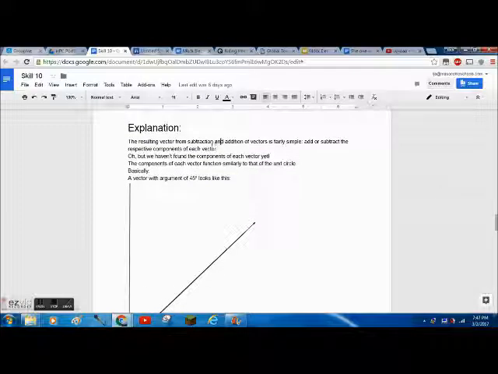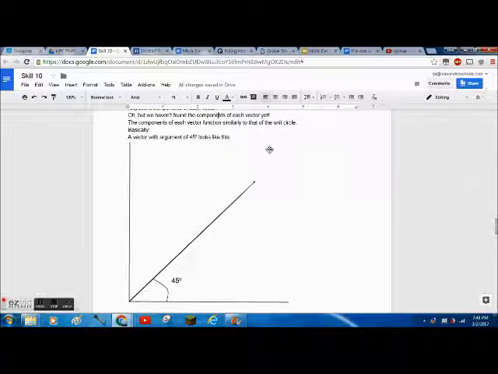The resulting vector from subtraction and addition of vectors is fairly simple. You add or subtract the respective components of each vector in this case. So basically the components of u and the components of v in this case. But we haven't found the components yet, but we can still find it.